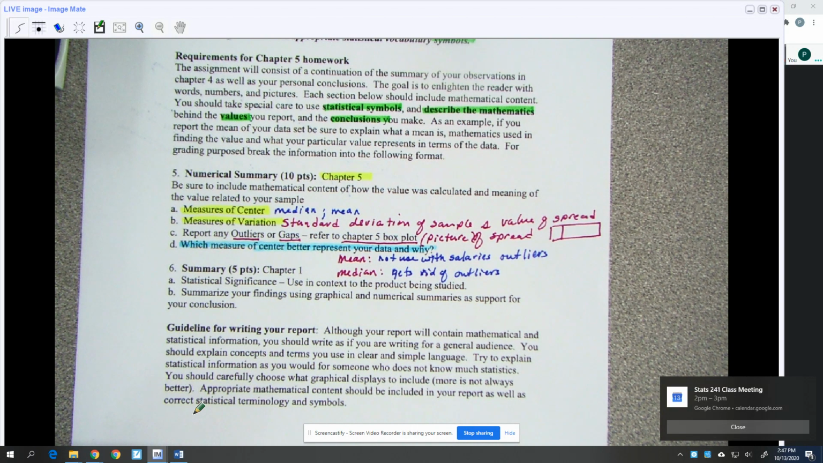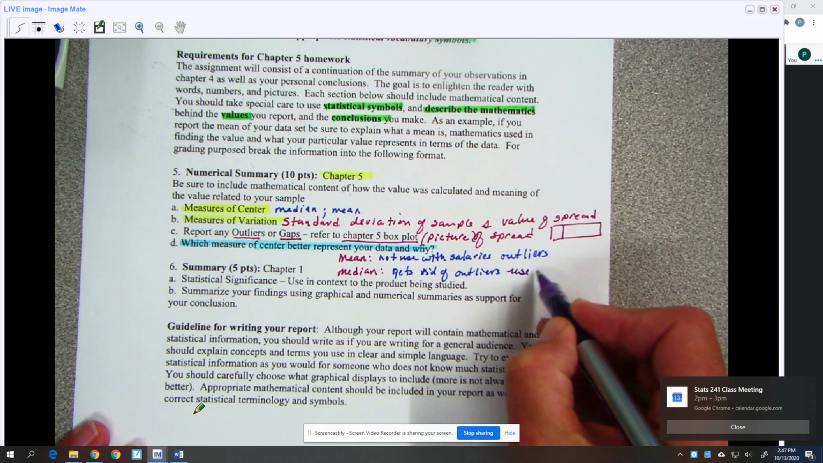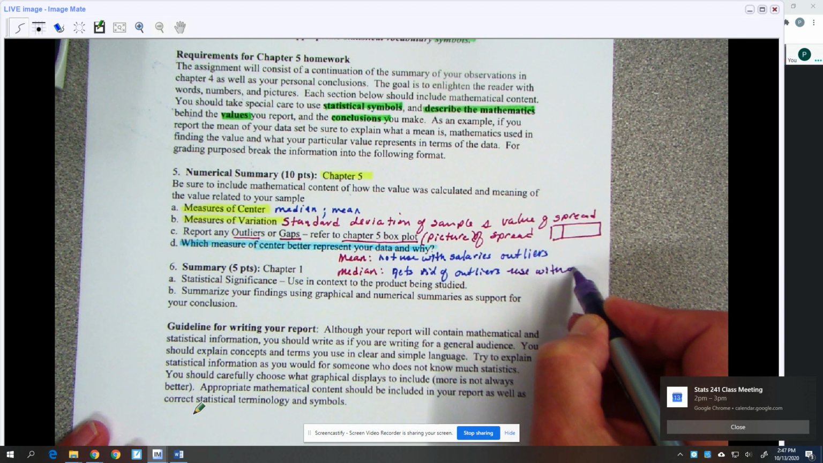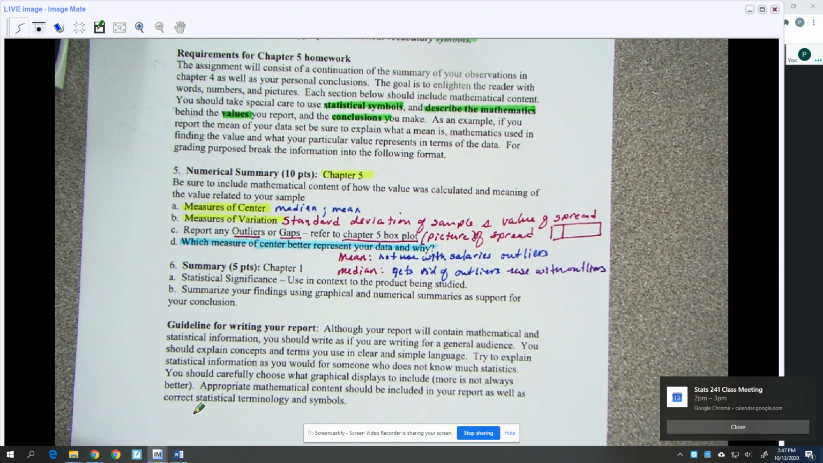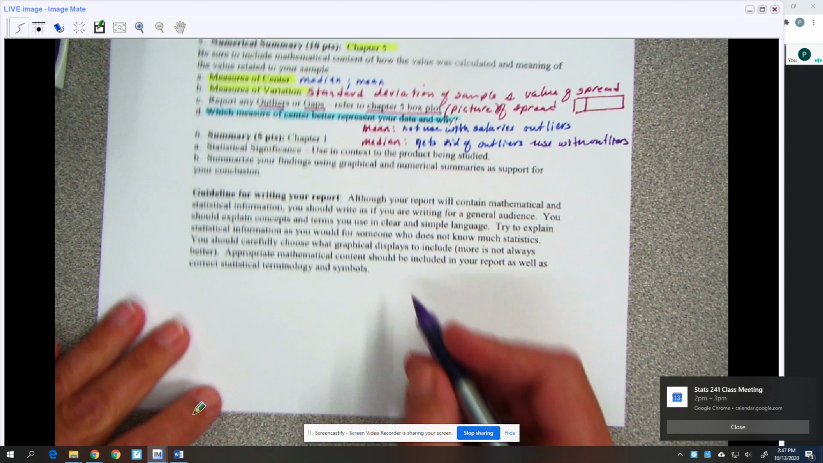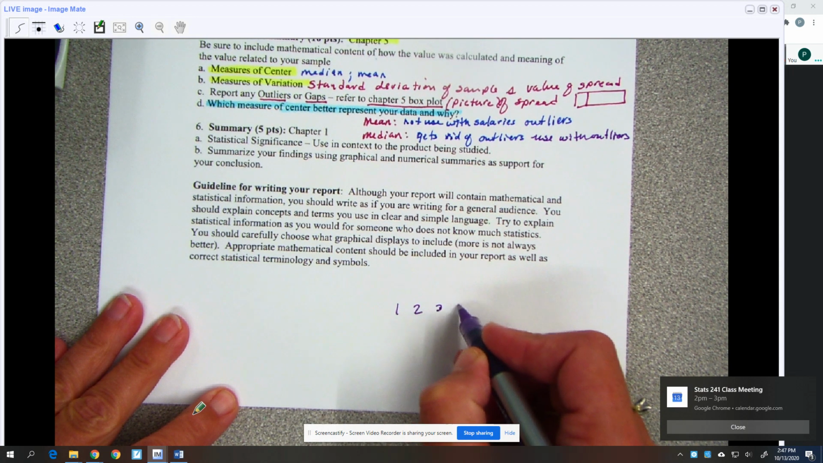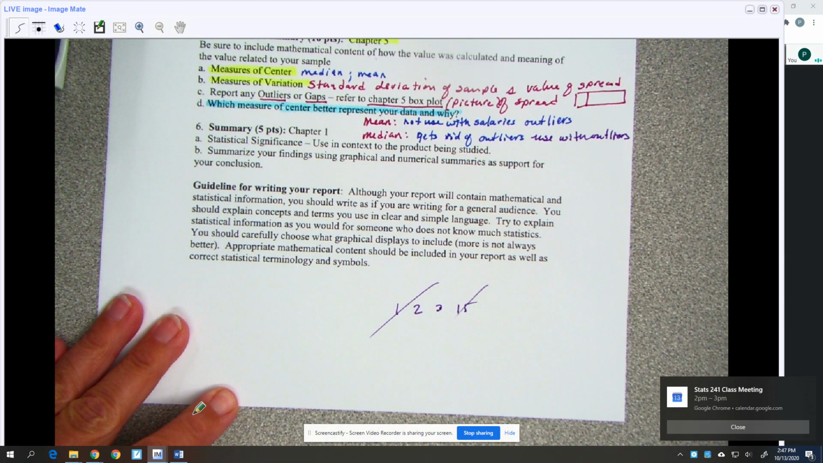If you have an outlier, don't use the mean. The median is less susceptible to an outlier. So what do you guys think about what Rebecca says? Would you agree with that? The median is less susceptible to outliers because it gets rid of them. How does it get rid of them? It's gone. Okay, it gets rid of them.